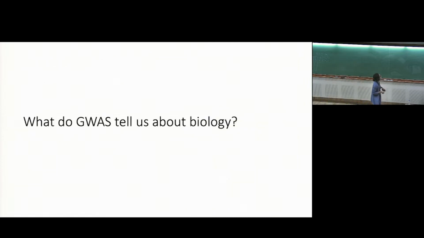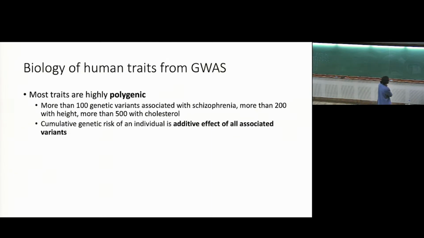Okay. So why are we doing all this? What have they told us? One question I get asked a lot is, is this just a gigantic waste of money, right? Like what are we going to do with all of this? So what have GWAS told us? Firstly, traits are highly polygenic. There are hundreds and thousands of variants associated with any trait that's been studied really, right? So with cholesterol, there are now more than 1,000 variants associated with cholesterol. And the cumulative genetic risk of an individual is going to be the additive effect of all of those associated variants, right?